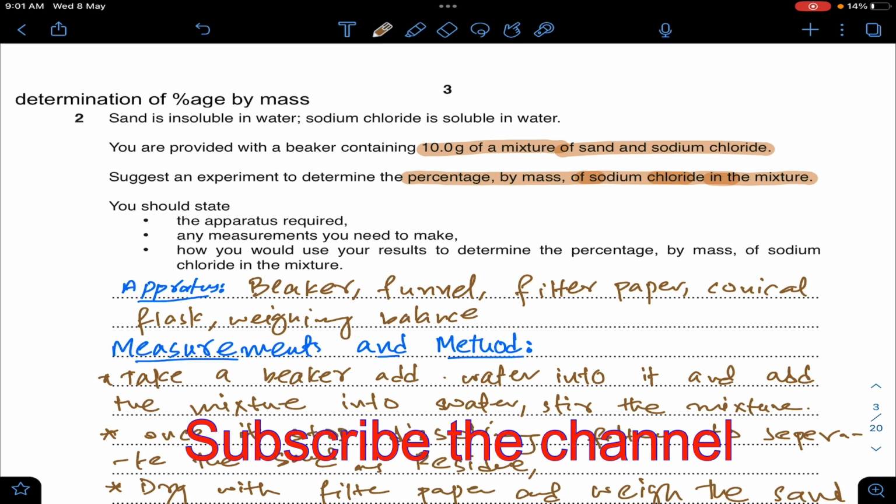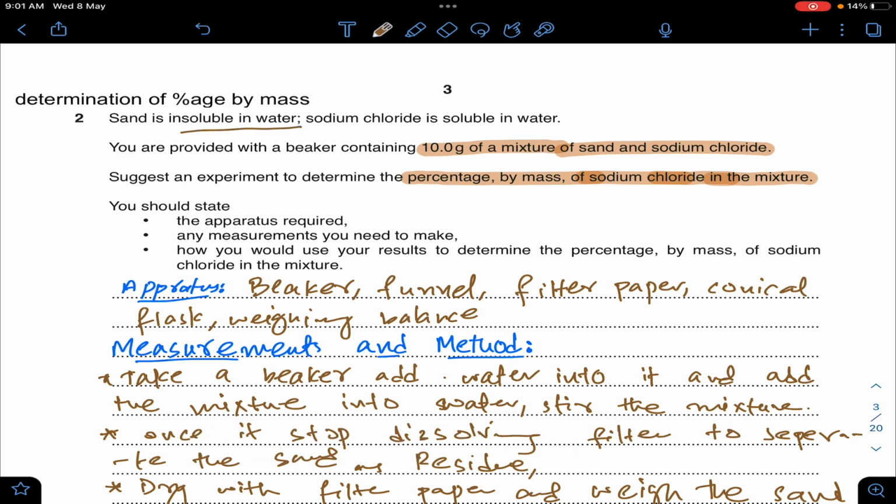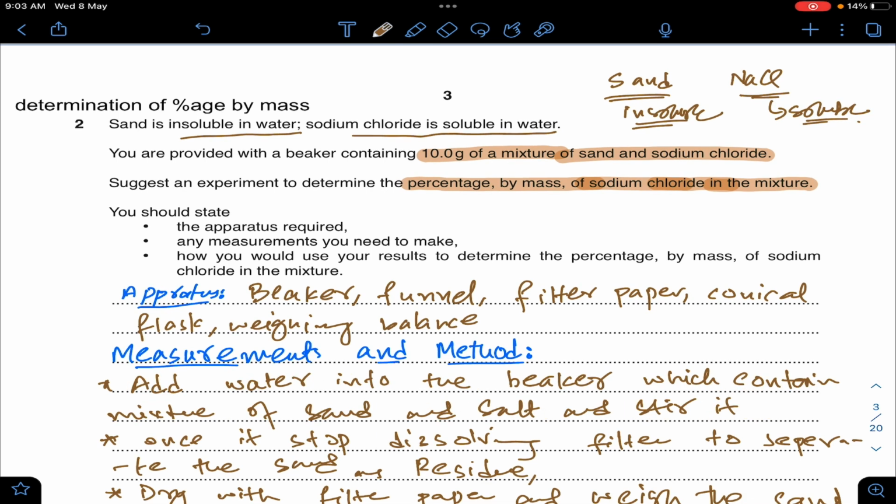It says that sand is insoluble in water. Sodium chloride is soluble in water. So we have two solids, sand and sodium chloride. Sand is insoluble and sodium chloride is soluble in water. You're provided with a beaker containing 10 grams of a mixture of sand and sodium chloride. So we have a mixture of sand and sodium chloride, and they have given us the mass, which is 10 grams. Suggest an experiment to determine the percentage by mass of sodium chloride in the mixture.